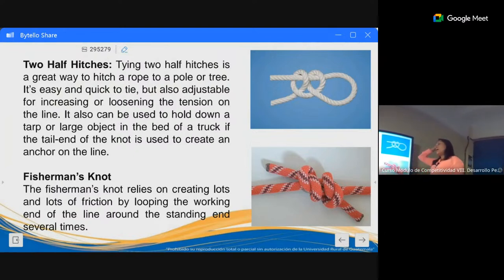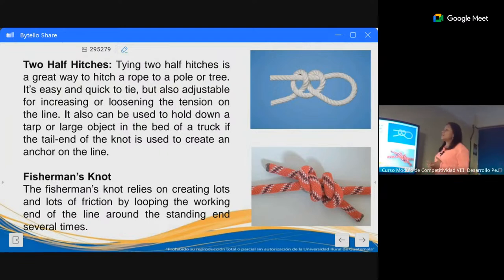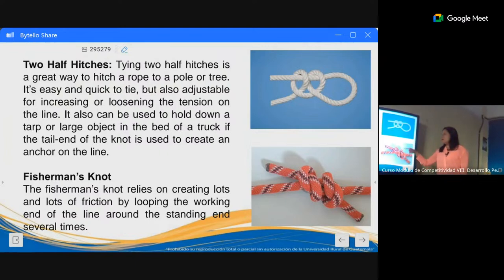And then we have the fisherman knot. It said that this is called a Disney cast. It relies on creating lots and lots of friction by looping the working end of the line around the standing end several times. Yeah, several times. In this case, they're going to loop here around the standing end, on the same rope, okay? This is going to be the fisherman knot.